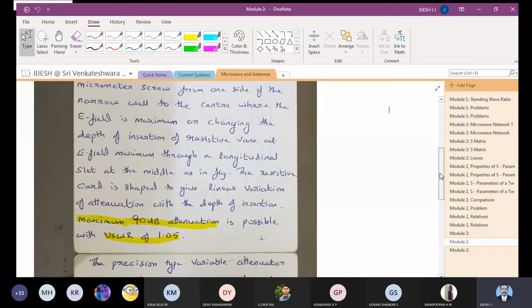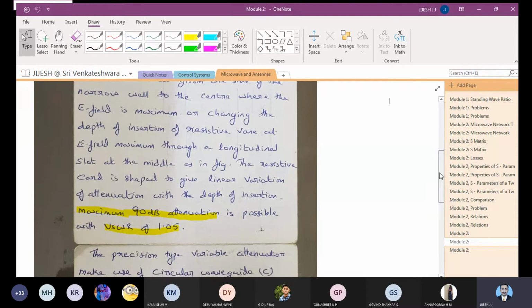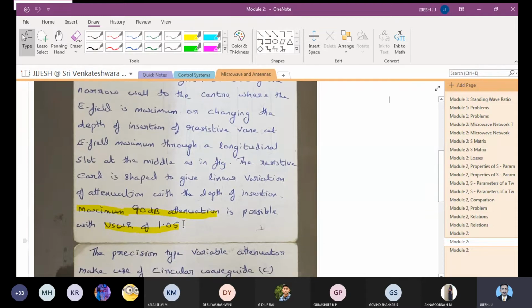If it is over, just let me know that, okay? Further, we will be discussing the precision type variable attenuator. I want all of you to underline this.